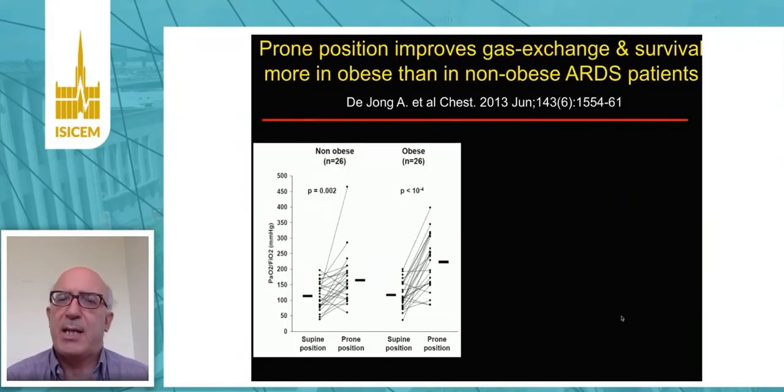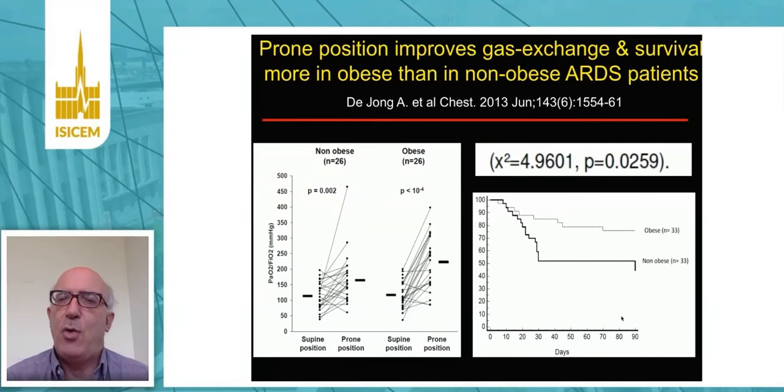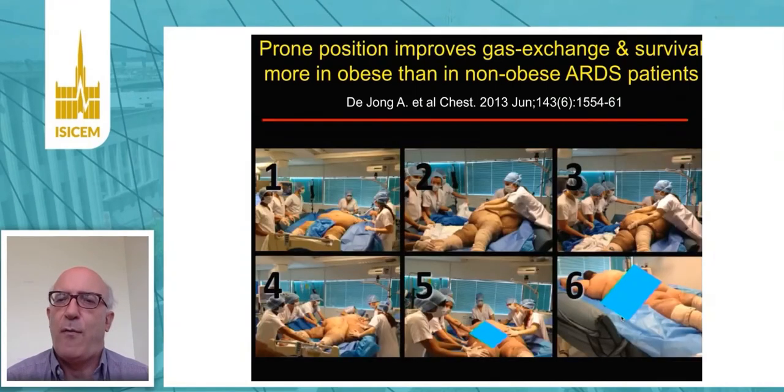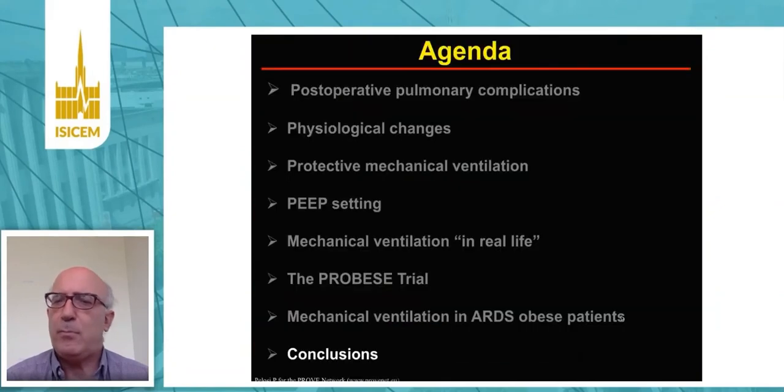Further, prone position improved gas exchange much better in obese patients as compared to non-obese patients with ARDS, and also survival appears to be better in prone position in obese patients as compared to non-obese patients with ARDS. So prone position appears to improve survival and gas exchange more in obese than in non-obese ARDS patients. Of course, this maneuver requires careful training in order to perform it in safe conditions.